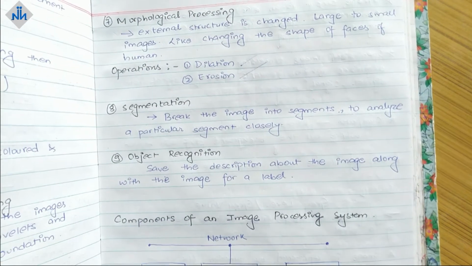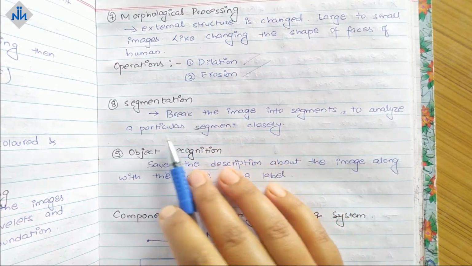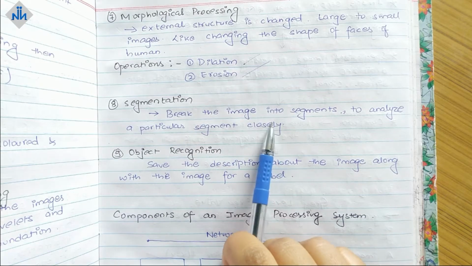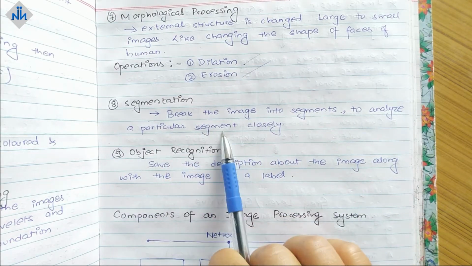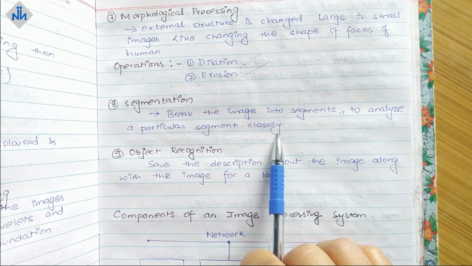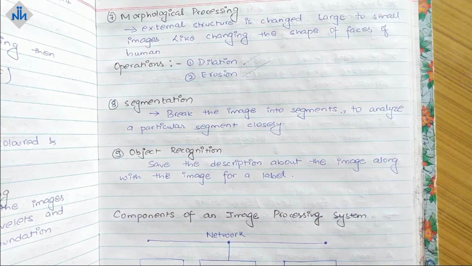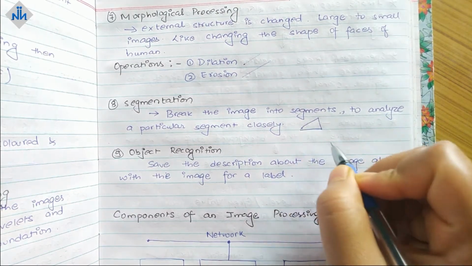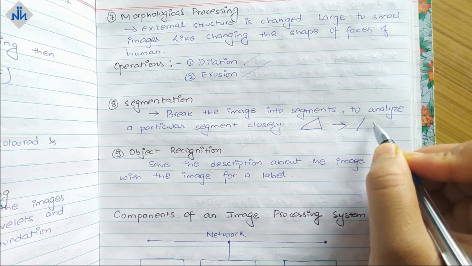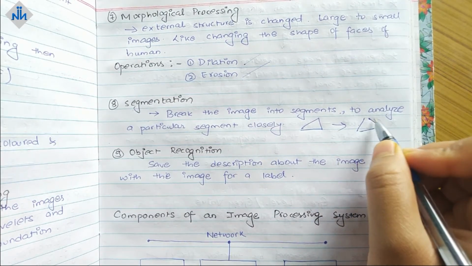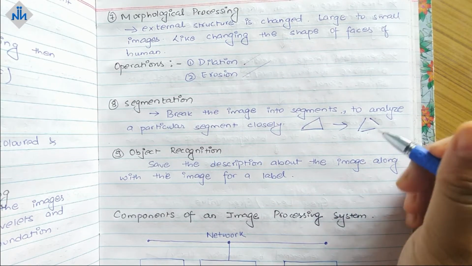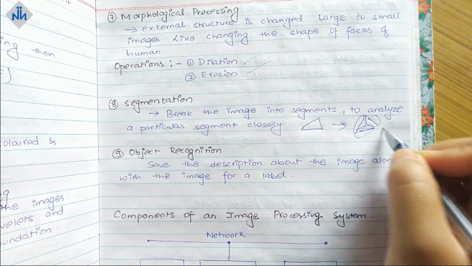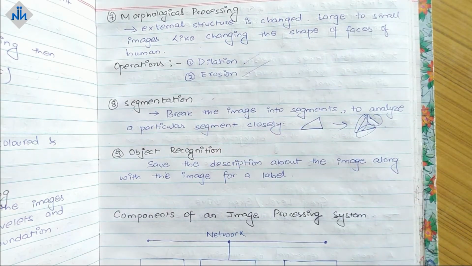After that, another one is segmentation. In segmentation, we break the image into segments to analyze a particular segment closely. We basically want to find out how an image is formed. Suppose this is an image, so segmenting will mean this, this, this. So basically it is formed of 3 components, and we can closely study each and every component in this process.